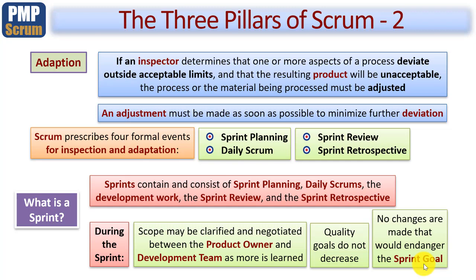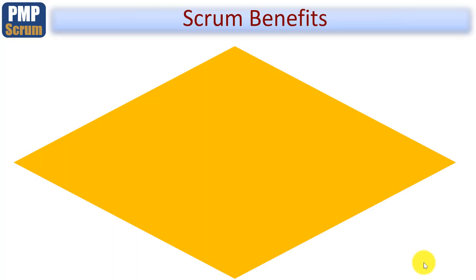So, on the one hand, we're making sure that that's protected so that once the sprint starts, the sprint goal does not change. However, one of the pillars is adaptation, so there's a balance to be made here between adapting what we're doing, making sure that quality goals do not decrease, and that the sprint goal is still realistic and achievable. So let's now look at the broad top-level benefits of using Scrum.